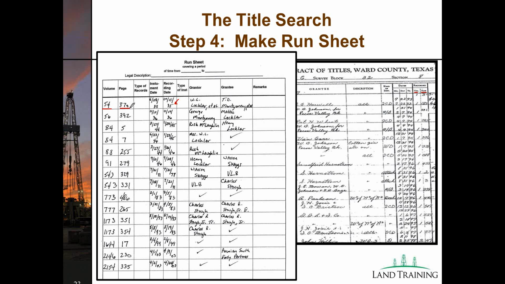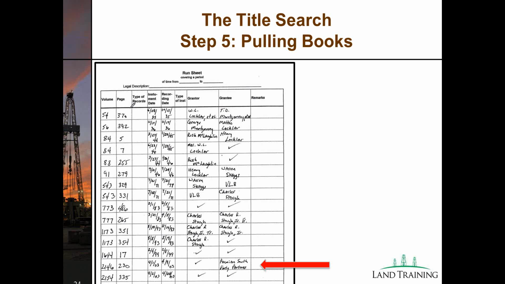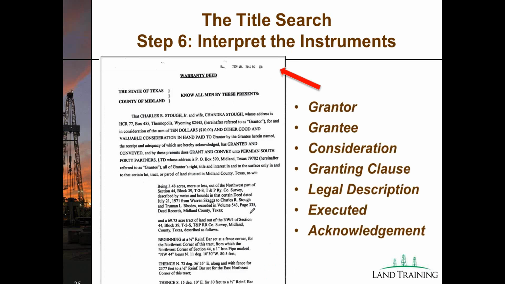So from here, I'm going to go to the county clerk's office and start pulling books. Let's look at this second to last document. This is in volume 2146, page 230. I'm going to literally go and pull the books for that, and I'm going to look for the grantor, who's Charles Stow, and the grantee being Permian South. Then I'm going to pull that book and go to that page number, page 230.